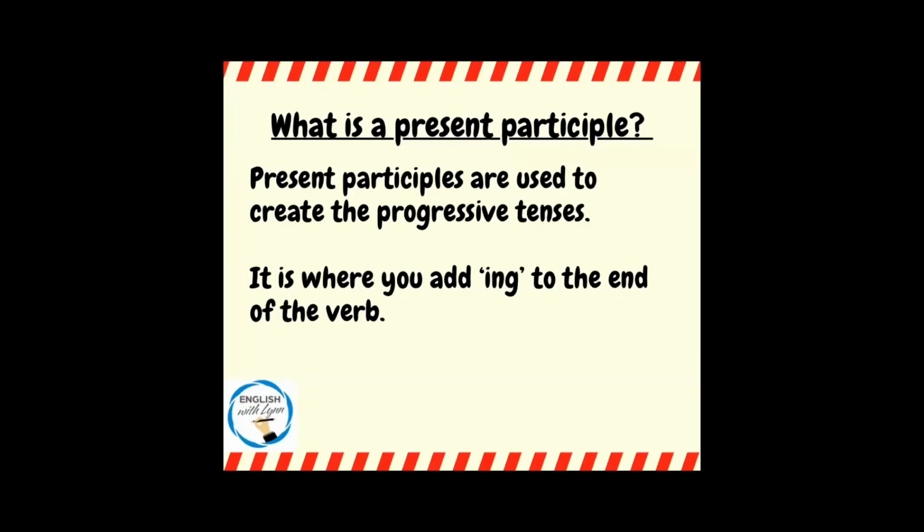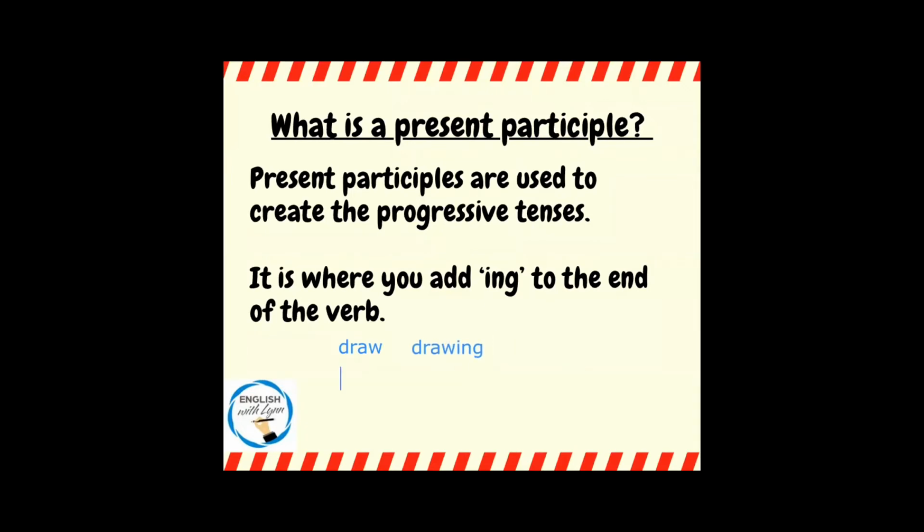Moving on to present participles. A present participle is used to create the progressive tenses. So whether it is past progressive, present progressive, or future progressive, you still need a present participle within that tense. The present participle is when you add ing to the end of a verb. Some of these are quite straightforward because if you take the verb draw, to turn it into the present participle, you just need to add the ing on the end to create drawing.